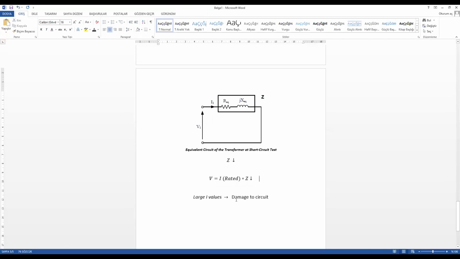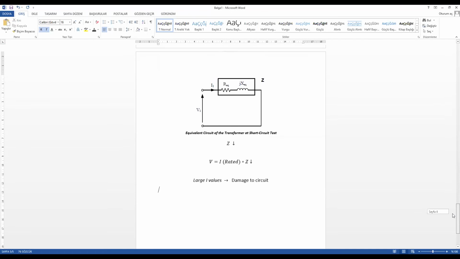Therefore, these large current values will cause damage to the circuit because of these low impedance values. Therefore, we used approximated rated current in order to test the circuit without any damage. In the end, we use rated voltage values in the open circuit test and rated current values in the short circuit test so as to cause no damage to the circuit. This is the final question.